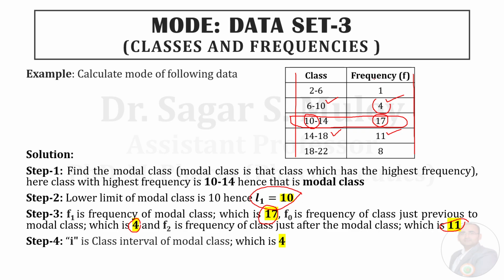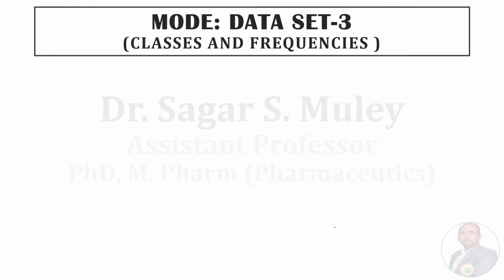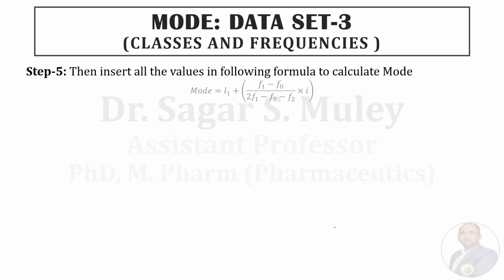The class interval of the model class, our model class is 10 to 14. That's why class interval is 4. So now we just have to put all these values L1, F1, F0, F2 and I, that is class interval, in our given formula. In this formula we just have to put all those values.